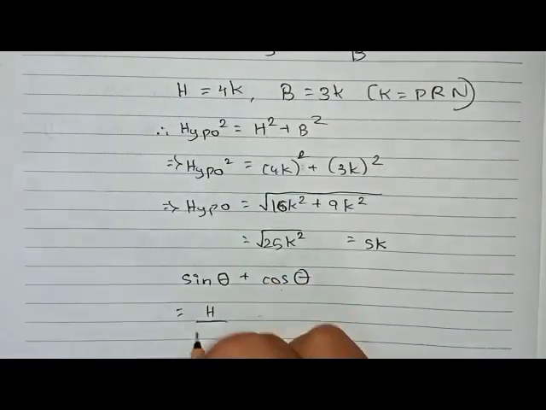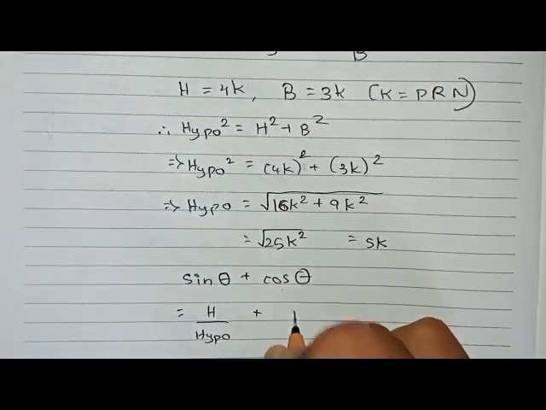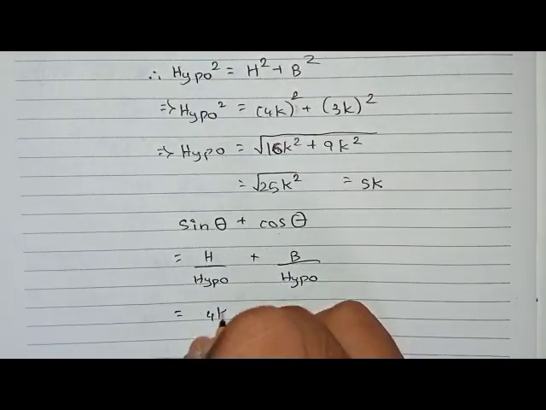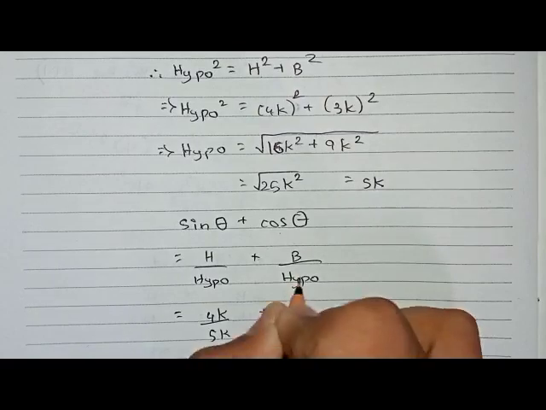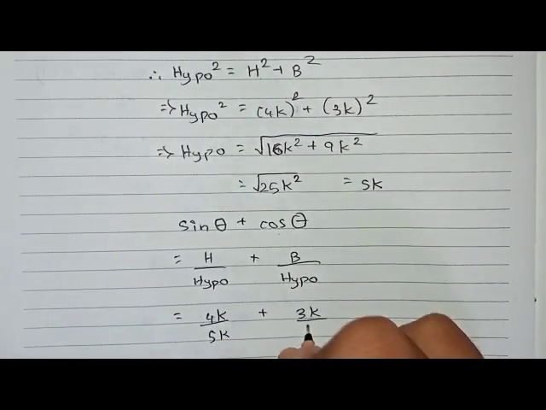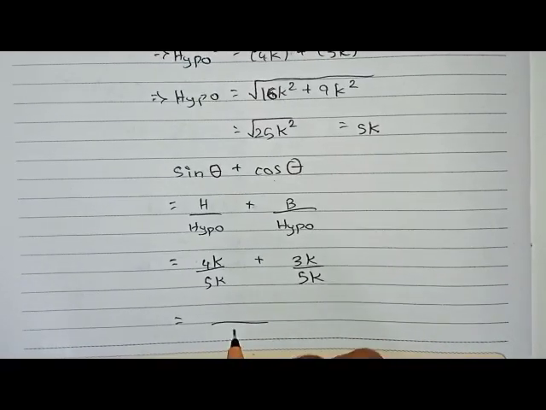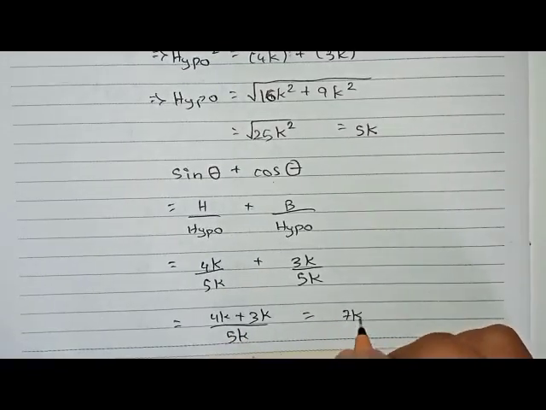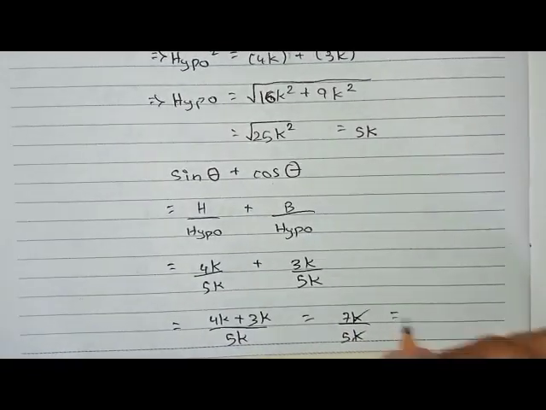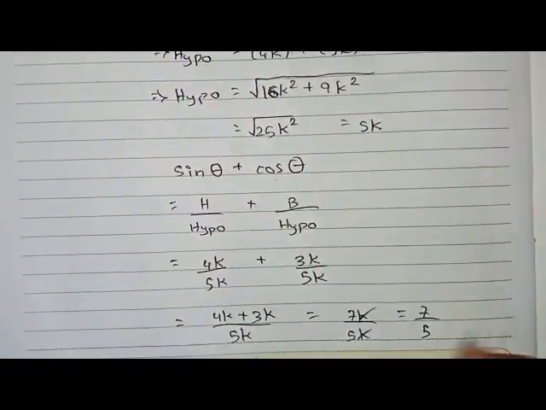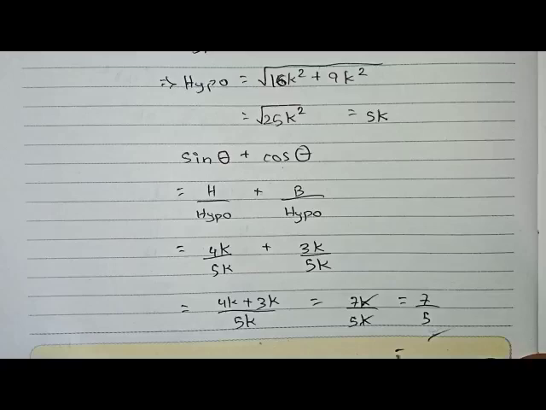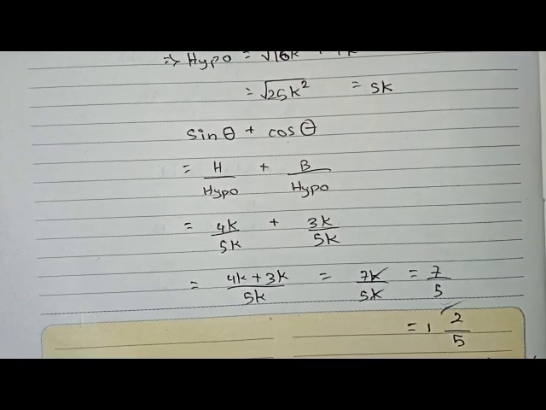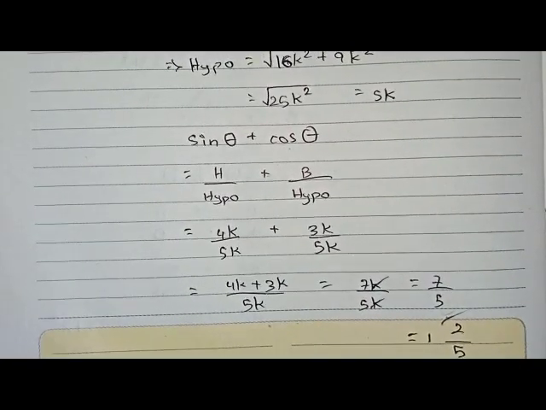So sin means height by hypo and cos means base by hypo. So height value is 4k, hypotenuse value is 5k, plus base value is 3k and hypotenuse value is 5k. So 4k plus 3k is equal to 7k by 5k. We cut the k, it will become 7 by 5. We can leave the answer here also, or we can convert it into mixed fraction, which will become 1 whole 2 by 5. So this is the final answer for this question. So let's move on to our next question.